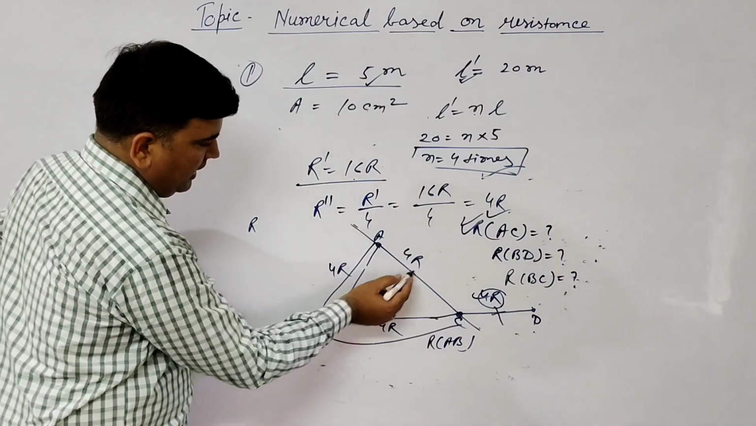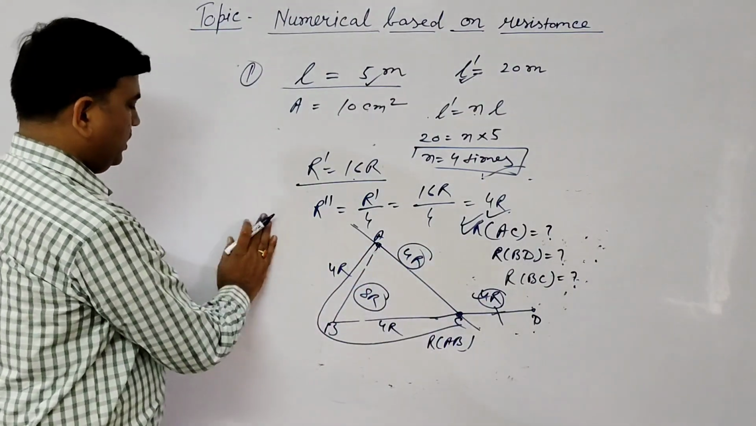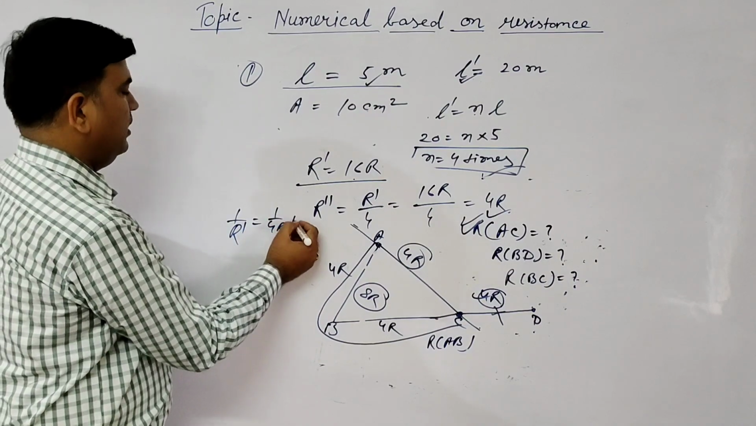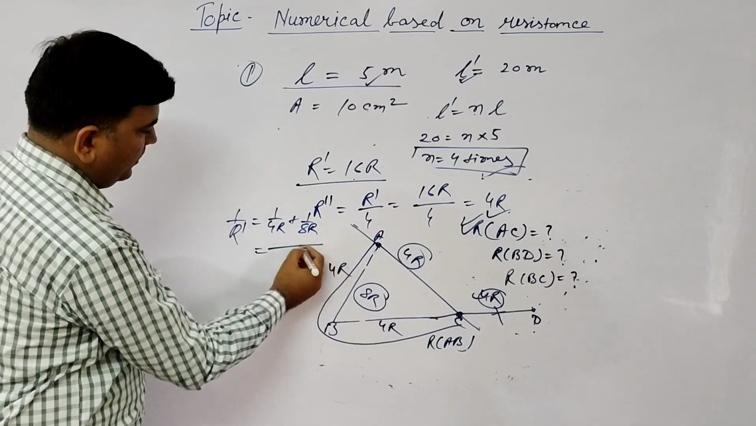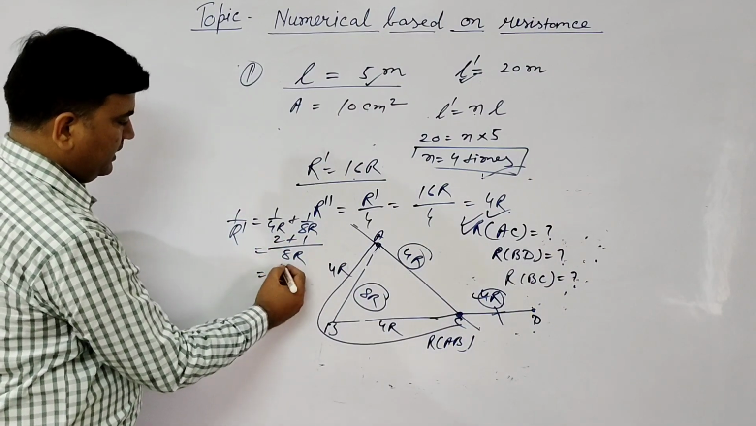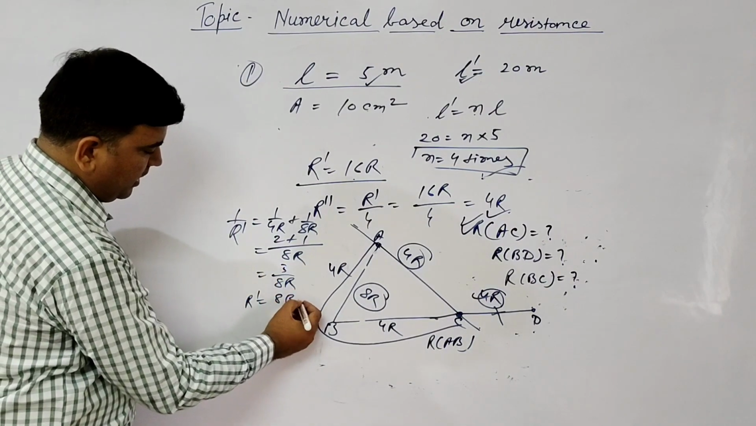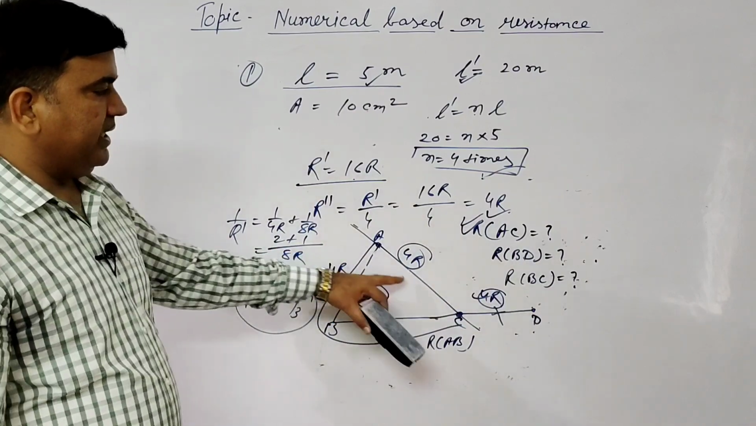And now 8R and 4R both are joined in parallel across the point AC. So the final result becomes 1 by R dash equal to 1 by 4R plus 1 by 8R. And it is equal to, 8R is the LCM, 2 plus 1, 3 by 8R. And now R dash becomes 8R by 3. It is the result across the point AC.